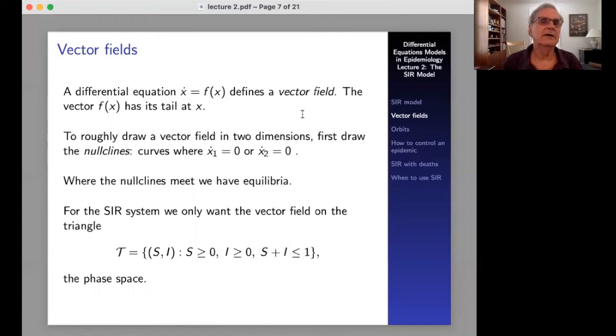So to draw a vector field in 2 dimensions, what you would do is first draw the null clines. These are the curves where x1 dot is 0 and where x2 dot is 0, if x is x1, x2. And wherever the null clines meet, where x1 dot and x2 dot are 0, that's where we have equilibrium. For the SIR system, we only want to look at the vector field defined by the equations on the phase space, which is the triangle we just talked about.